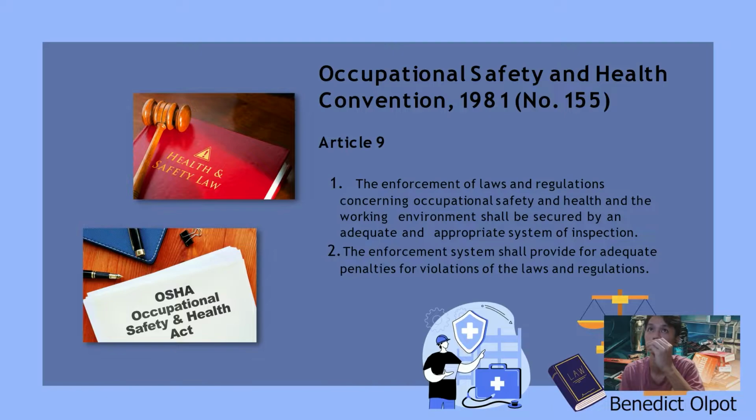Occupational Safety and Health Convention 1981, number 155, Article 9, number 1. The enforcement of laws and regulations concerning occupational safety and health and the working environment shall be secured by an adequate and appropriate system of inspection. Number 2. The enforcement system shall provide for adequate penalties for violations of the laws and regulations.